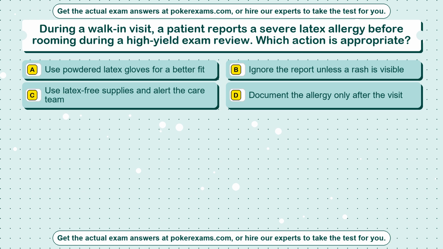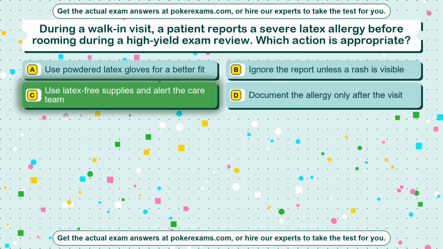Question 17. During a walk-in visit, a patient reports a severe latex allergy before rooming during a high-yield exam review. Which action is appropriate? Option A. Use powdered latex gloves for a better fit. Option B. Ignore the report unless a rash is visible. Option C. Use latex-free supplies and alert the care team. Option D. Document the allergy only after the visit.